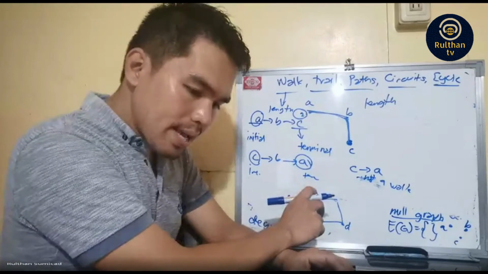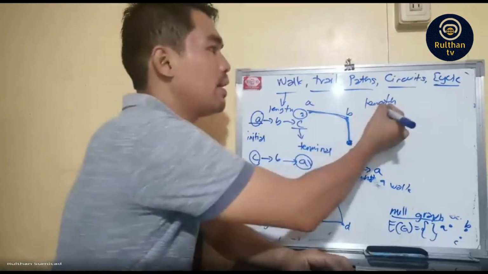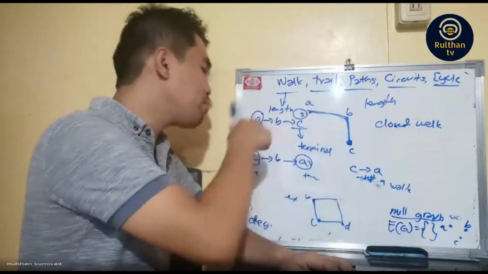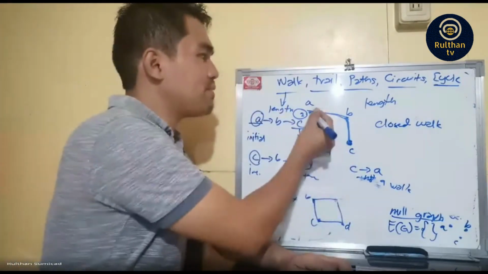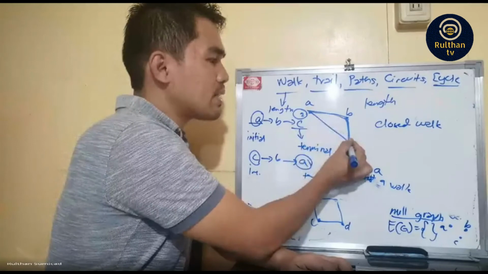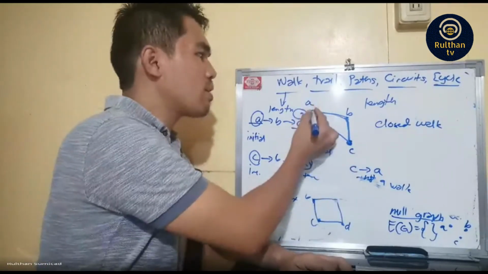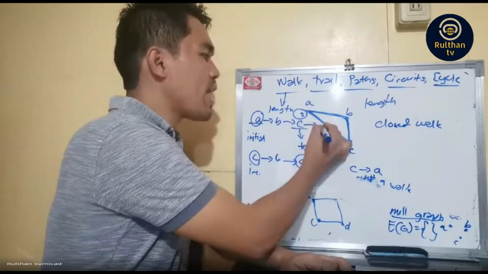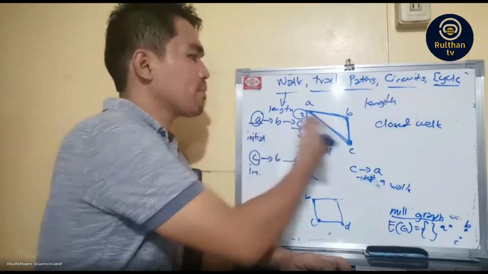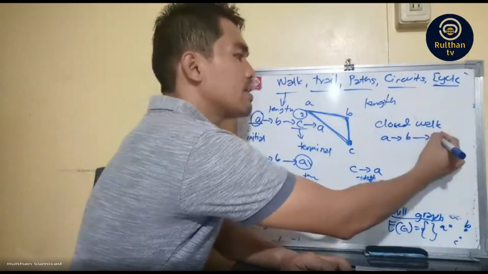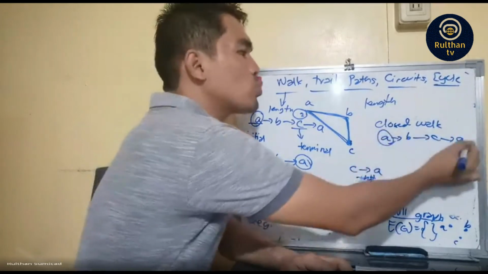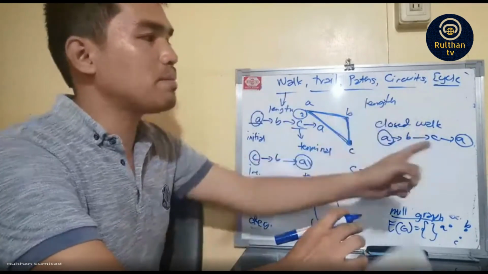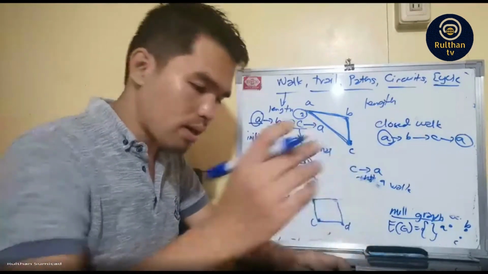Okay? Next is a closed walk. A closed walk is a walk wherein your beginning vertex is also your end vertex. For example, if there is an edge here, and I perform a walk A to B, B to C, C to A, and end here with A, then this is a closed walk: A, B, C, and A. It's a closed walk because my initial vertex and terminal vertex are the same.